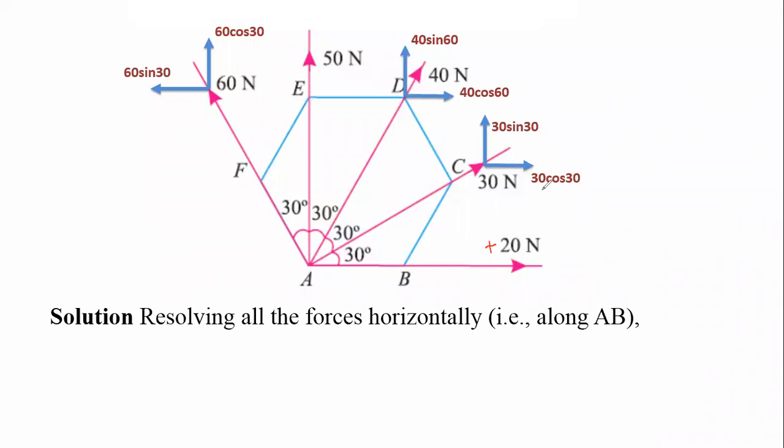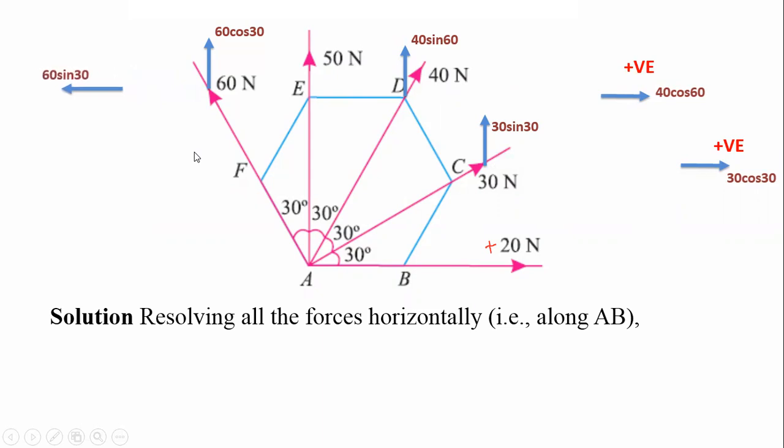Next, this 30 cos 30 force is going in the right side direction. That's why it is also considered positive. Next, this 40 cos 60 is going in the right side direction. That's why it is also positive. And this 60 sin 30 is going in the left side direction.